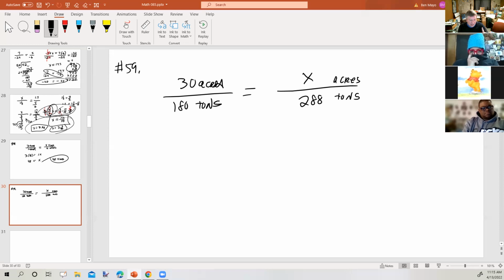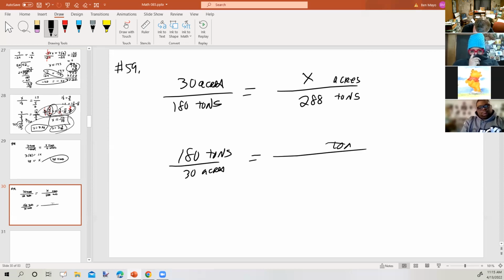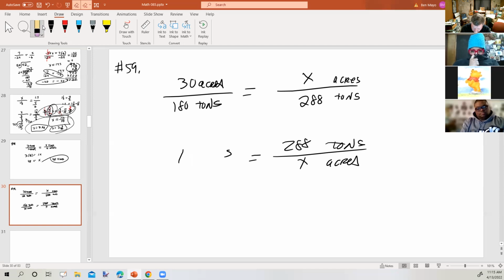Now, I could have started out and done it this way. But then if I had, I would do it like that. You understand what I'm saying? They have to be consistent. You can go acres per tons, then acres per tons, or tons per acre, then tons per acre. Okay. You get the same result.